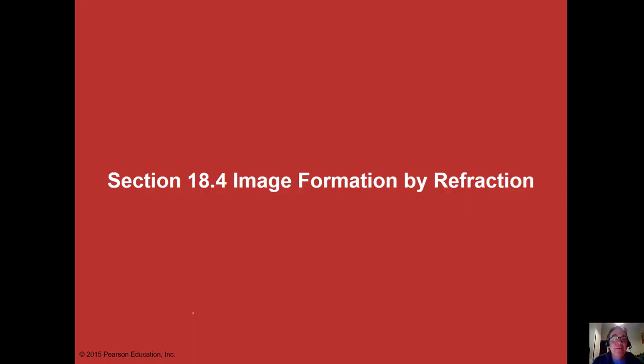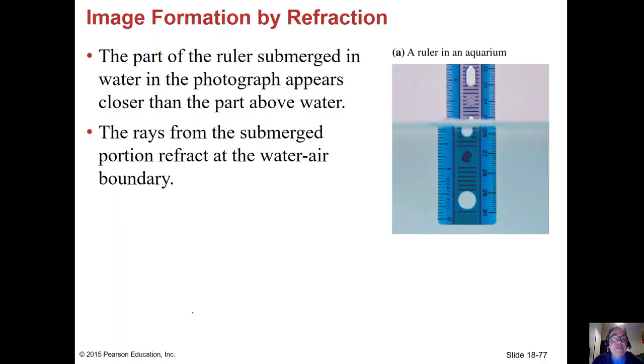Okay, excellent. So, images formed by refraction. Refraction, again, is the bending of light. The reason you see this picture here, this is a ruler in an aquarium, is because the light is being bent, and it does interesting things to objects when the light is coming from the objects. So the rays from the submerged portion refract at the water-air boundary, or in other words, they bend. And then when they get to your eye, it appears they're coming from somewhere else. They're not. This isn't really happening to the ruler. That's your perception, because your brain perceives where the light is coming from to your brain, not where it actually originally originated.